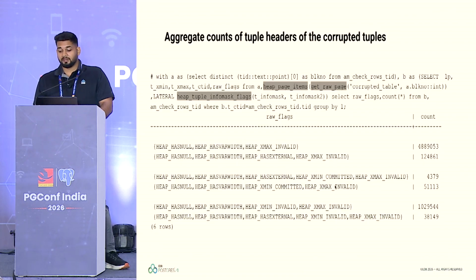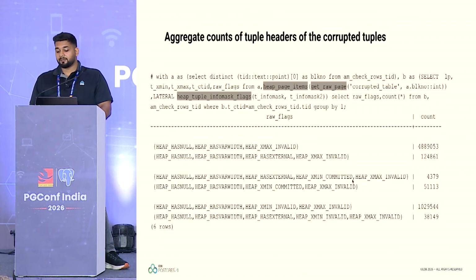And I grouped them in 3 different cases because these are the 3 different types of corruptions that we identified. The second one here has, so I'll ignore the first 3 here. Heap has null, heap has var width, and heap has external. These are not relevant to the corruption.